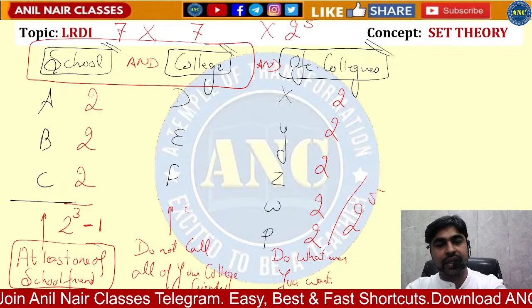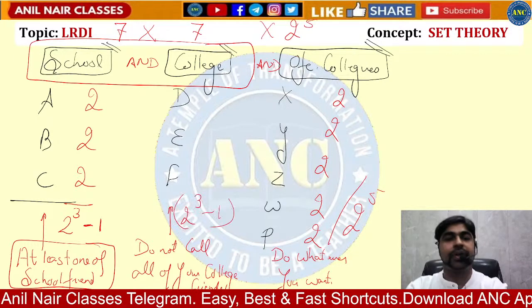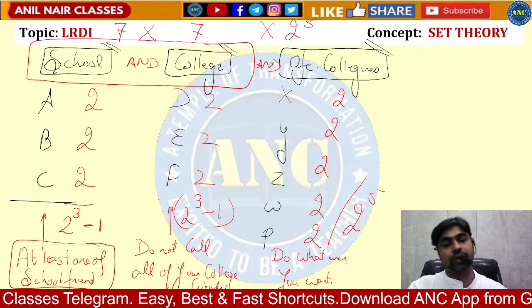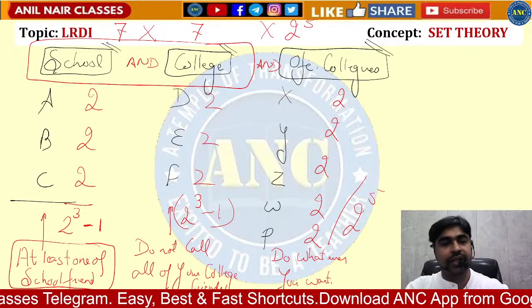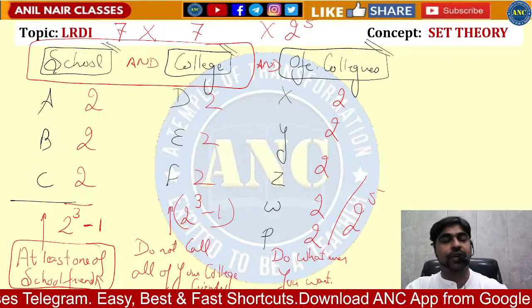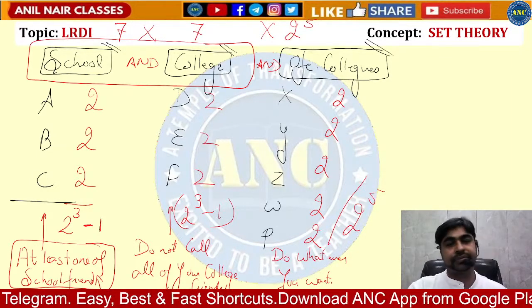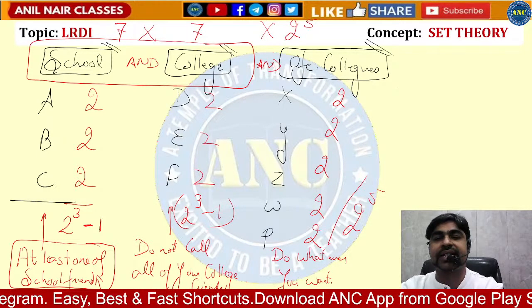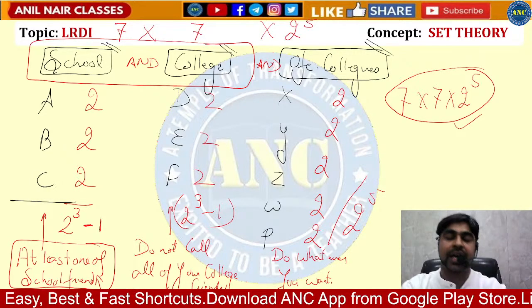Here also the answer was 2 to the power of 3 minus 1, because 2 options for this, 2 options for this, 2 options for this, minus that 1 option when I called all of them. And here minus 1 was for calling neither of them. So what would be my answer? 7 into 7 into 2 to the power of 5. This is exactly the same as the third question, guys.